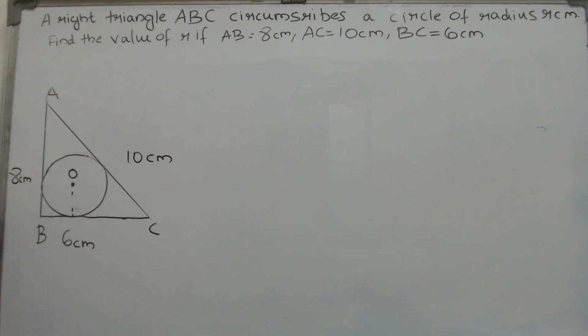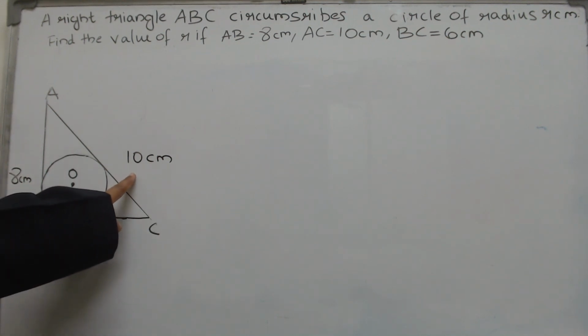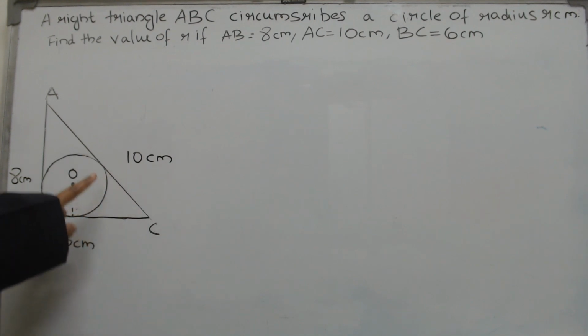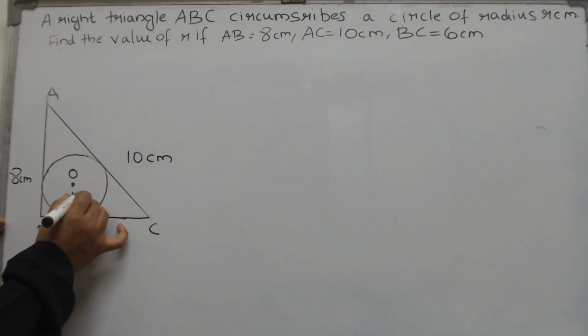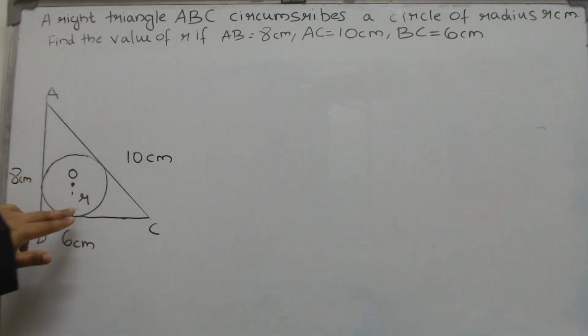We have a question which deals with the properties of both triangles and circles. We have a right triangle ABC with the sides 8 cm, 6 cm and 10 cm. It circumscribes a circle whose center is O and radius is R. Now we have to find the value for this radius. How do we do that?